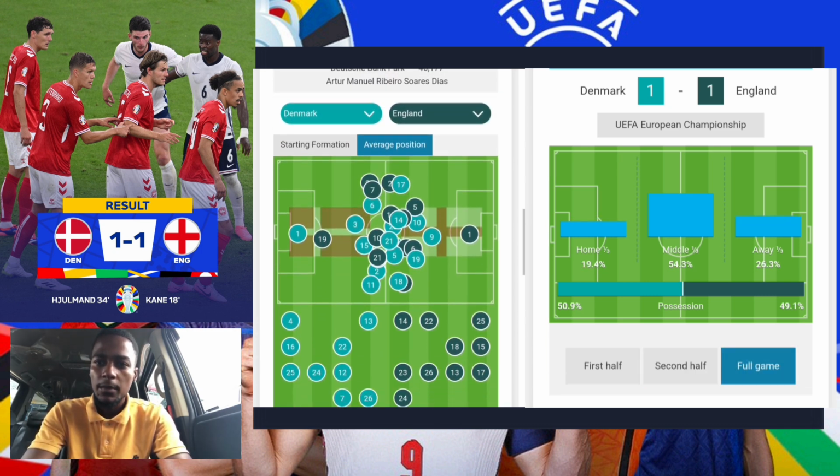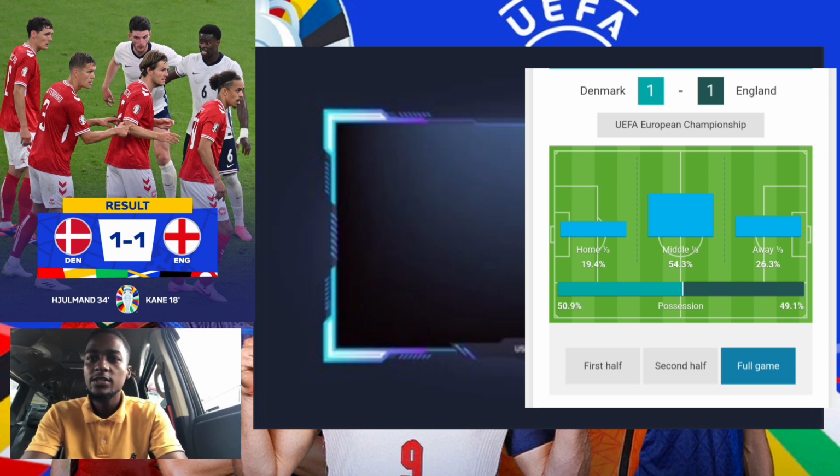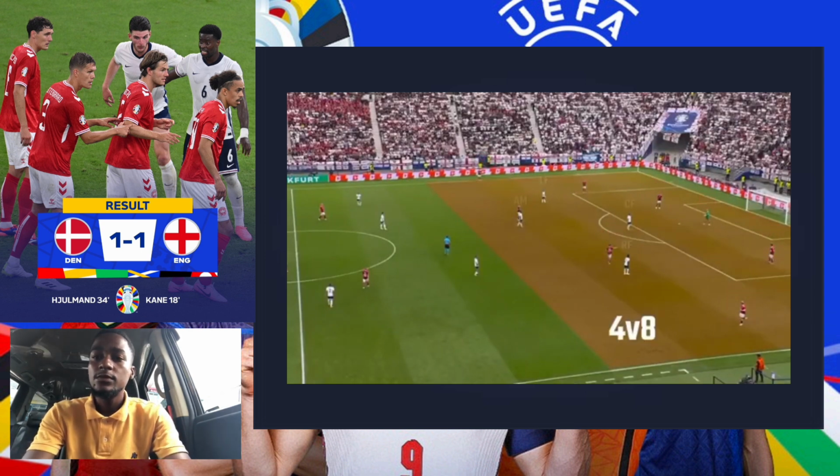Denmark had the most possession and they won the midfield battle. They spent a lot of their time in the England half. England's pressing against Denmark was non-existent. Their pressing was disorganized and individual players were pressing without the group. They didn't correctly identify the pressing trigger.